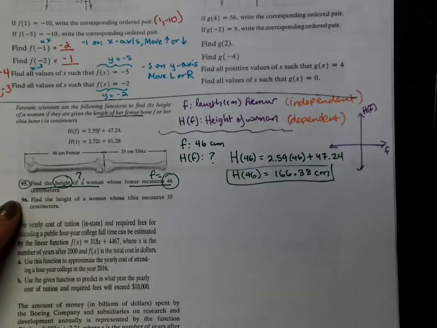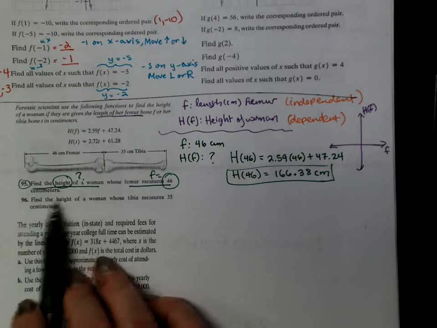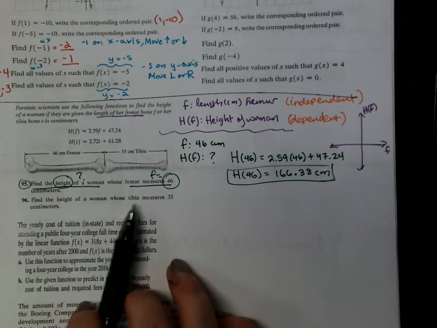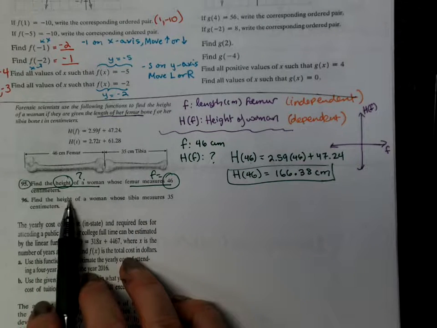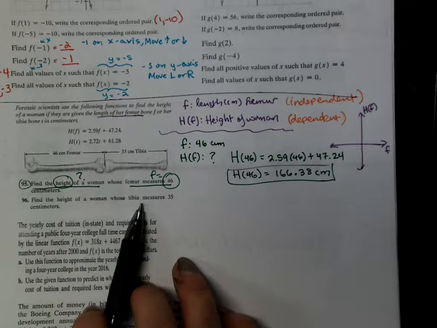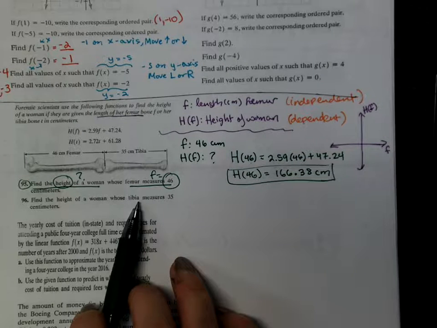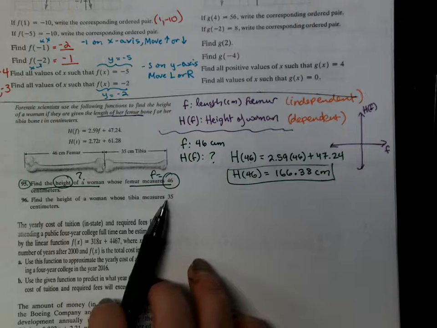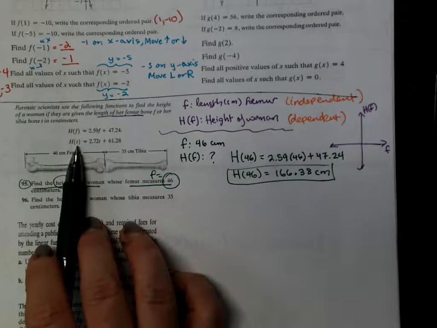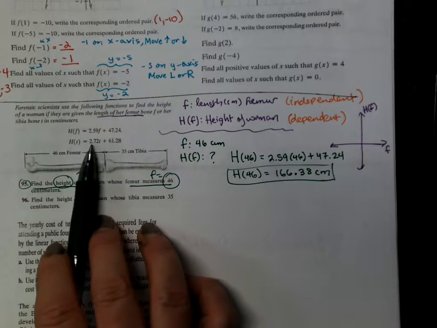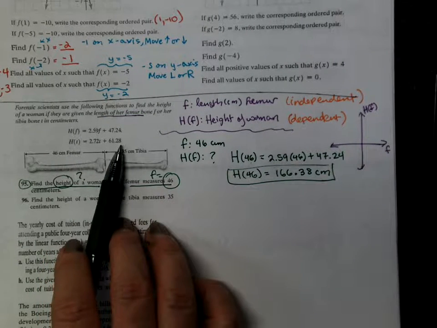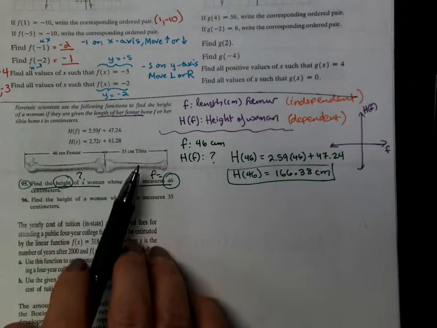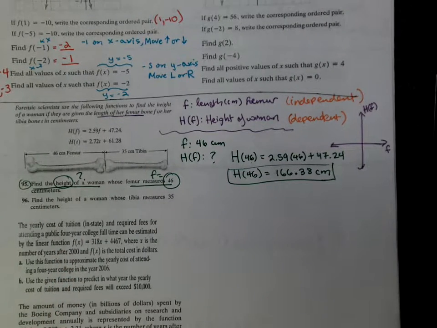And the second one, I'm going to move on to the next problem, but the second one is the exact same setup. The height of a woman whose tibia is 35 centimeters. In this case, you know that h of t is the height of the woman, where t, your independent variable, is the length of the tibia instead of the femur. And when you plug in the tibia that you know, you'll do h of 35 equals 2.72 times 35 plus 61.28. You just use the other function. Make sense?